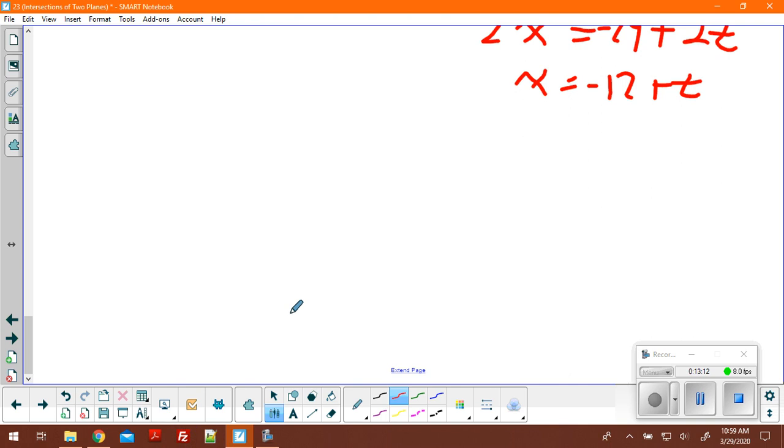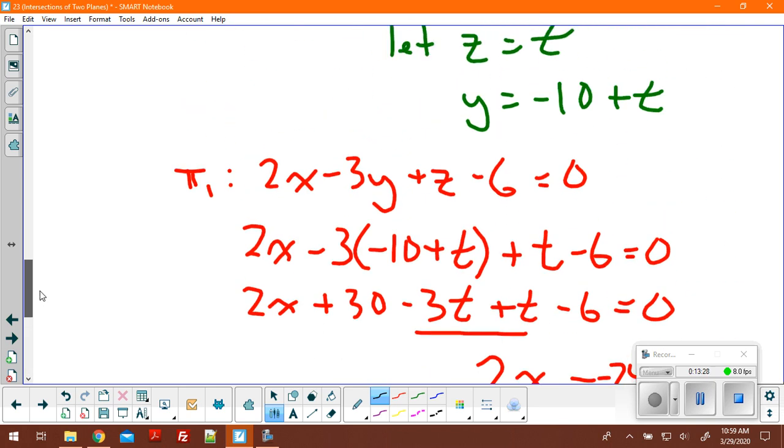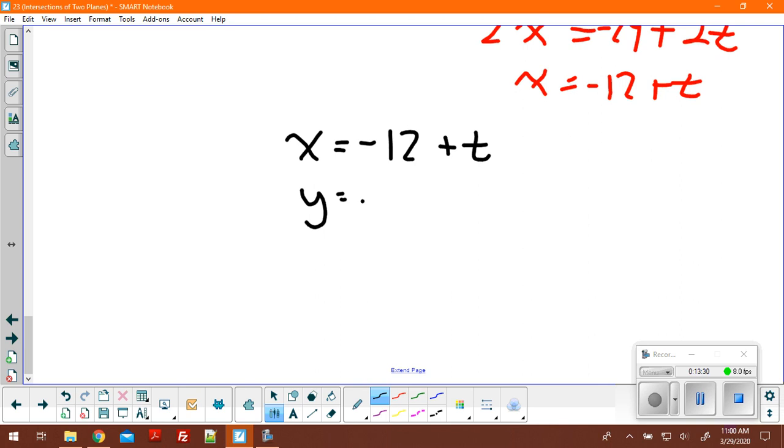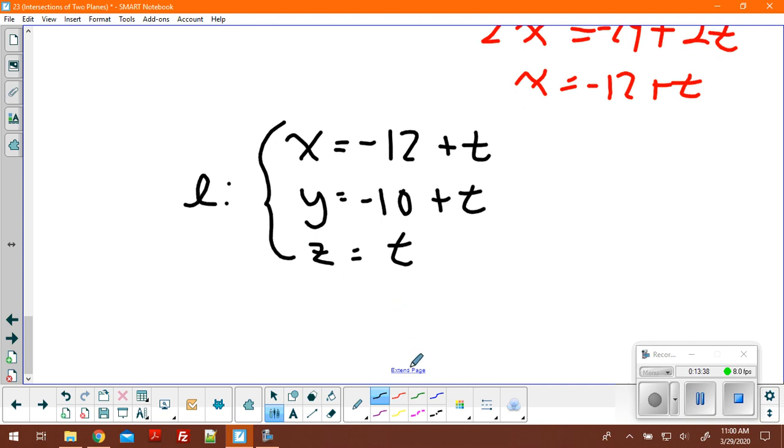Okay, so in summary, my x-coordinate is x equals negative 12 plus t. My y-coordinate was, I believe, negative 10. Yep. Negative 10 plus t, and z is equal to t. So there's the parametric form of the equation of the line. That is where these two planes cross.